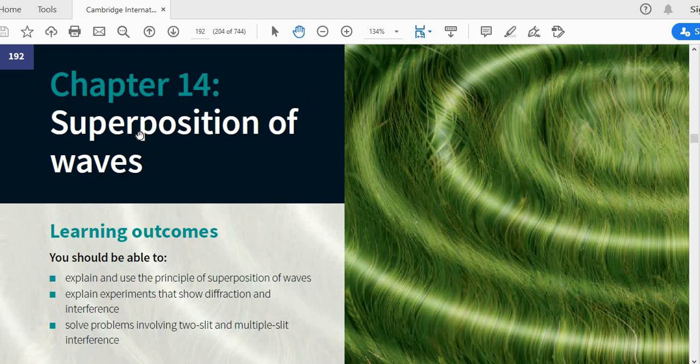The next chapter is on superposition of waves. In this chapter, you will come across these topics. After completing them, you should be able to explain and use the principle of superposition of waves, explain experiments that show diffraction and interference, solve problems involving two slit and multiple slit interference.